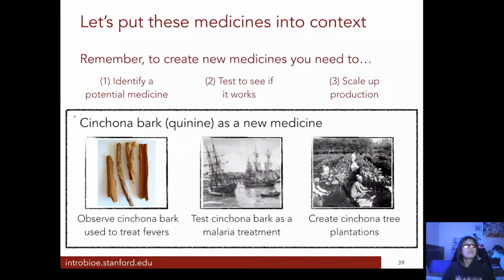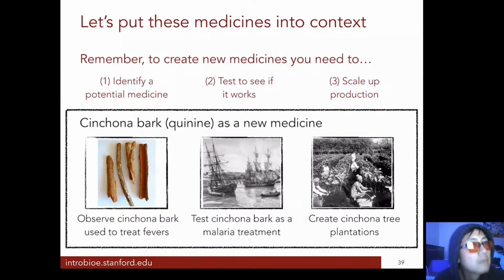Okay, so now let's think about cinchona bark, or quinine as a new medicine. So when colonialists observed the Quechua people treating fevers with cinchona bark, that led them to the hypothesis that cinchona bark can be used to treat malaria, because malaria also has fever as one of its symptoms. They sent cinchona bark back to Europe to be tested as a treatment against malaria.